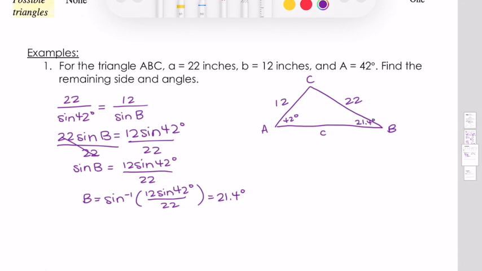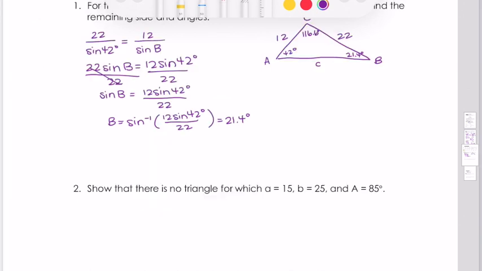Now we can find angle C since we know two of the other ones. Subtract from 180, and that gives us 116.6 degrees. So the last thing we need to find is the side length c. So I'm setting up my ratio a over sine A equals c over sine C. You know the drill. Cross multiply and divide to find c.